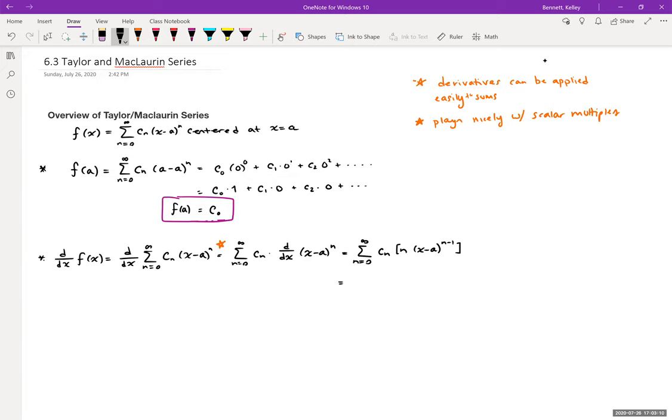So if I simplify this further, if I write out the first few terms, I'm going to get c naught times 0 times x minus a to the 0 minus 1, plus c1 times 1 times x minus a to the 0th power. This n should be a 1, sorry. Plus c2 times 2 times x minus a to the 1st, et cetera, and so on.